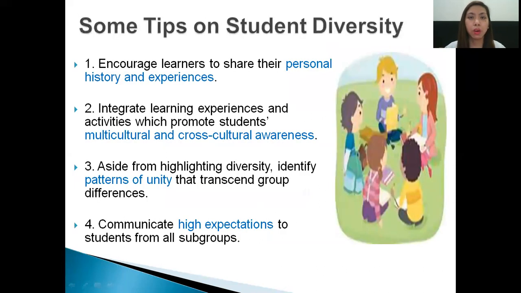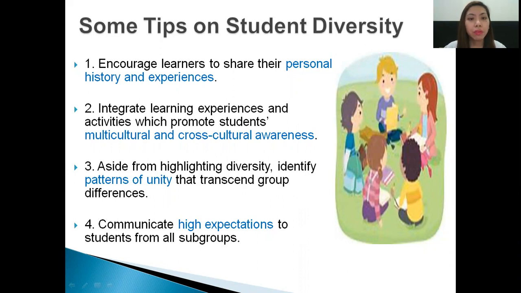Here are some tips on student diversity. First, you should encourage your learners to share their personal history and experiences. Second, you should integrate learning experiences and activities which promote students' multicultural and cross-cultural awareness. You can do this by encouraging your learners or even initiate co-curricular experiences that are aimed at promoting diversity awareness. Example, Disability Awareness Week, Linggo ng Wika, and United Nations Day.